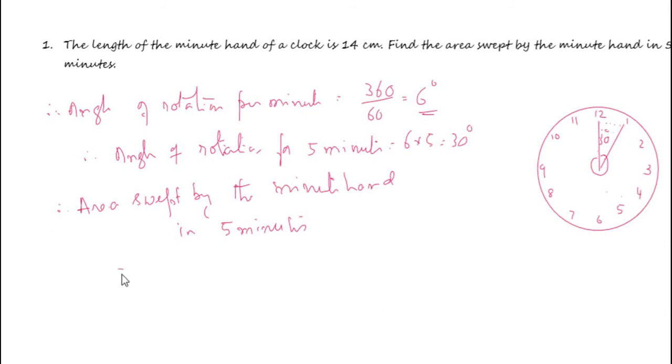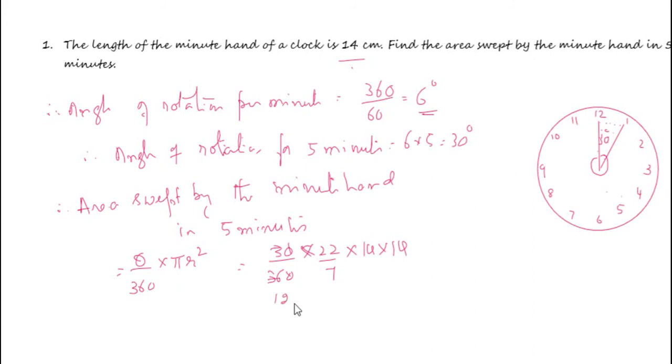So area of the sector, we know theta divided by 360 degree into pi r square. Theta is 30 divided by 360 into pi. Pi is 22 divided by 7. R, the radius is 14 centimeter. So it's into 14 into 14.